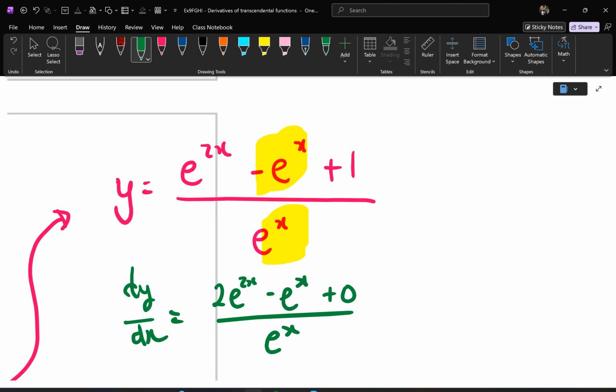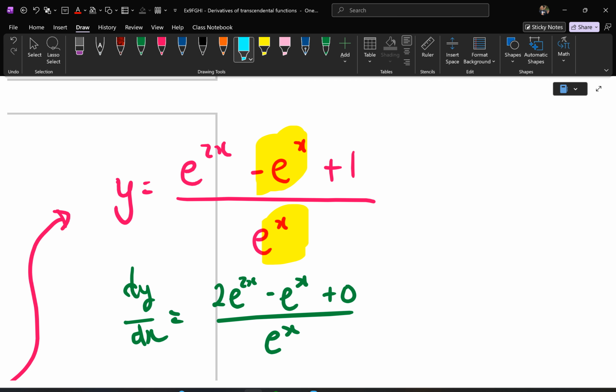Why is this wrong? Why can't we do it? Anyone have a clue? Leo. We're treating each term with its own power, whereas here the 2x is actually e to the x, you're dividing e to the 2x, divide e to the x.